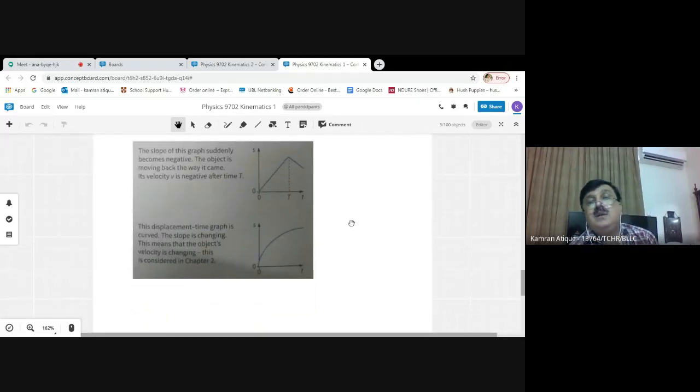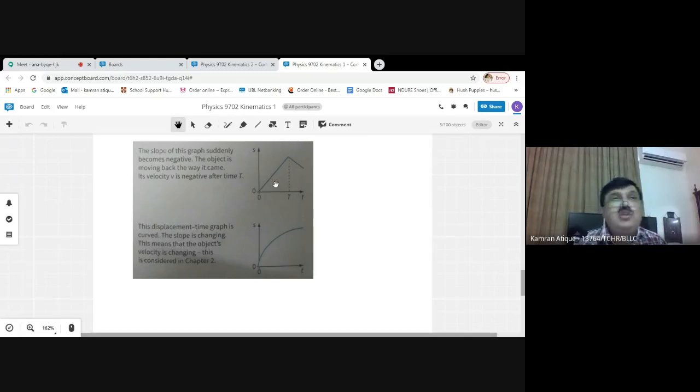Now, next, we have another graph, and I have written a note along with it. The slope of this graph suddenly becomes negative. The object is moving back the way it came. Its velocity v is negative after time capital T. From 0 to capital T, some time is passing. And after that, the straight line is moving in the downward direction. Straight line which is being plotted on the graph is being plotted in the downward direction.